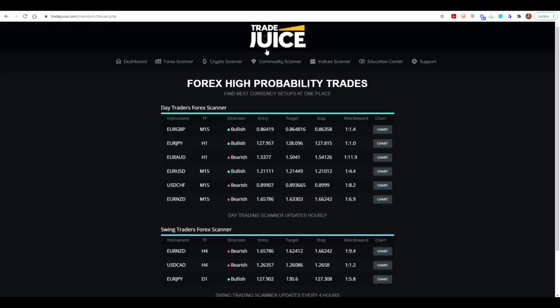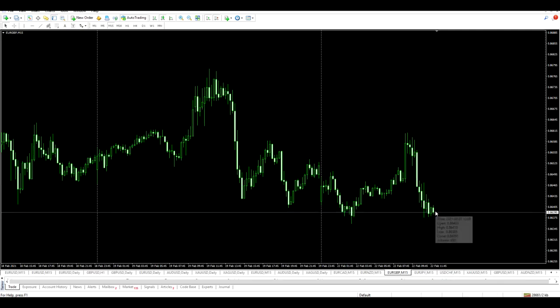Hi guys, I'm on the Tradejuice platform, and I see a whole bunch of high probability trades, and I'm going to have a look at entering one now, the Euro Pound on a 15-minute. I'm going bullish. I've got my entry target, stop levels, and if I had to look at the chart right now, you can see this is where price is.